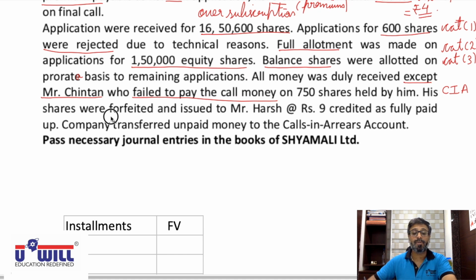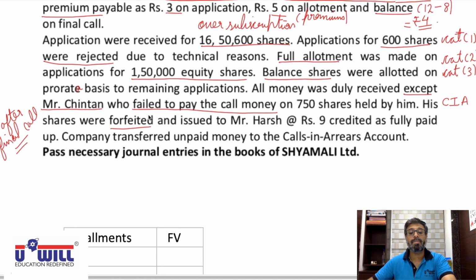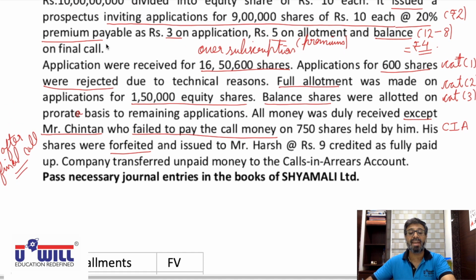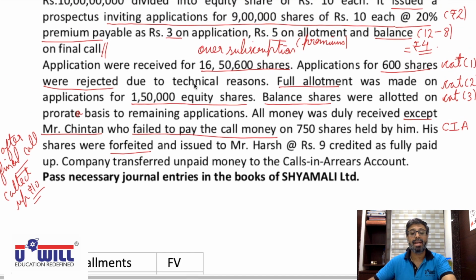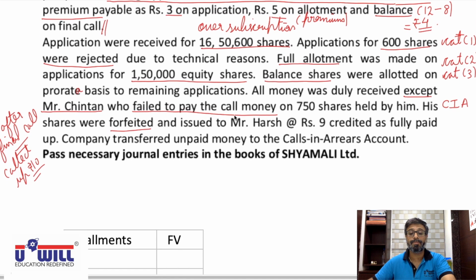His shares were forfeited. So when are they forfeited? After final call. He did not pay call money, means shares are forfeited after final call. So what will be the called up capital after final call? Means called up capital will be entire rupees 10. Okay, called up capital we take only from the face value portion, so entire rupees 10.